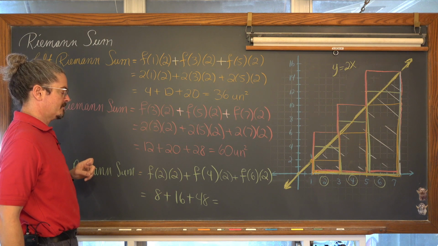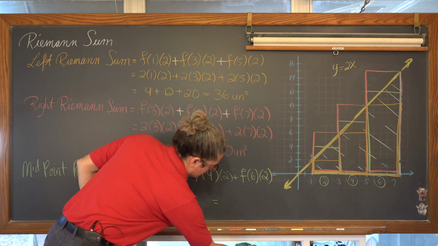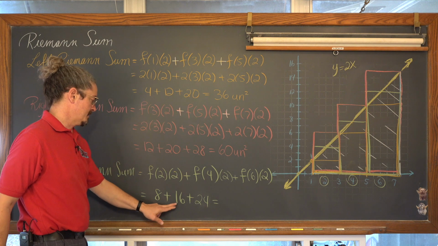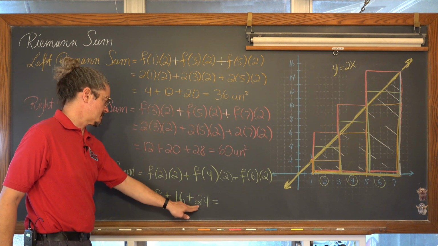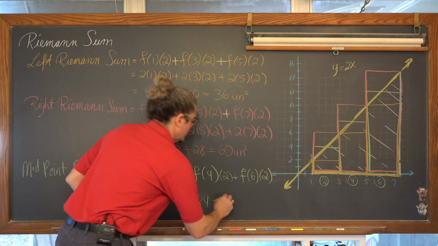6 times 2 is 12. 12 times 2 is 24. Added one more extra multiplication of 2. And we have 10 and 20 is 30. Now we have 36. Now we have 40. And now we have 48.